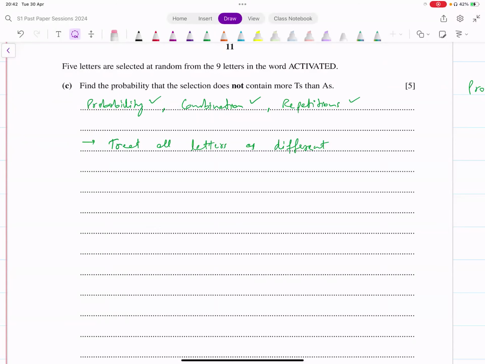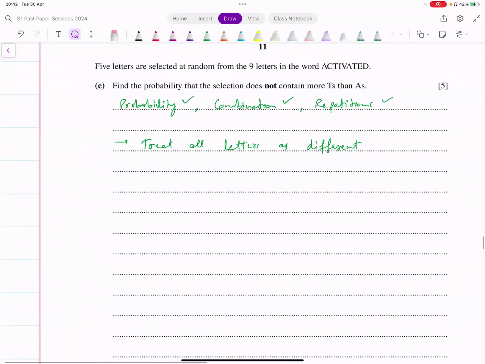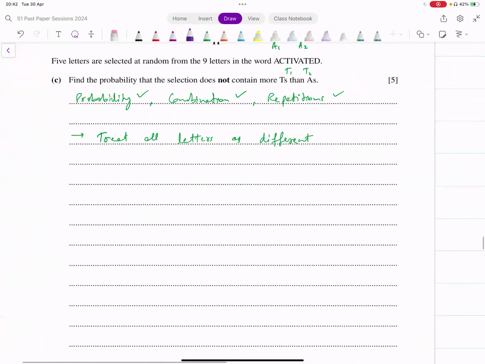So the workaround that we use is we treat all letters as different. So we would say this is A1 and this is A2, and this is T1 and this is T2. All letters are treated as different. Just keep that in mind, and then this becomes pretty straightforward. So we have some A's. How many A's do we have? We've got two A's. And then how many T's do we have? We've got two T's. And then the non-repeated letters, you can club them together. You can see how many remaining letters we have.